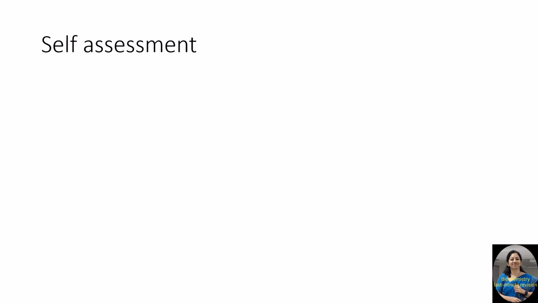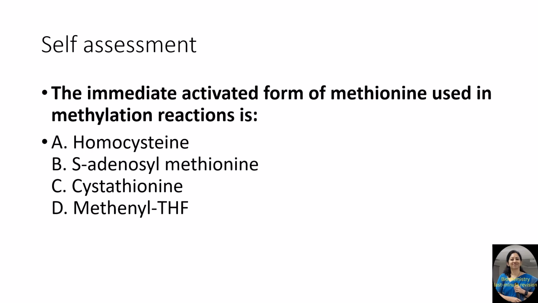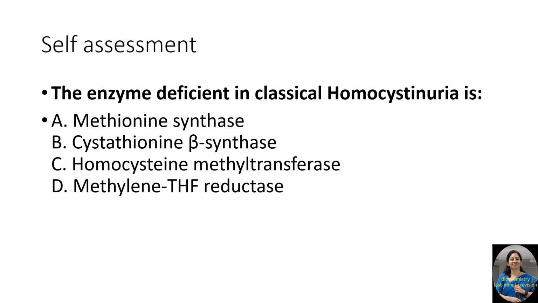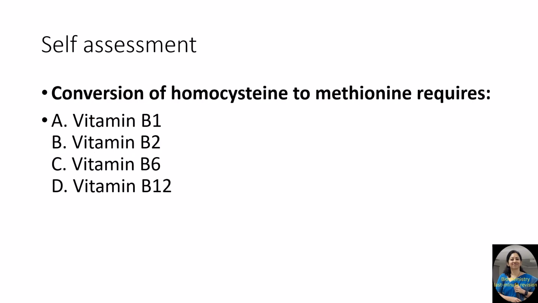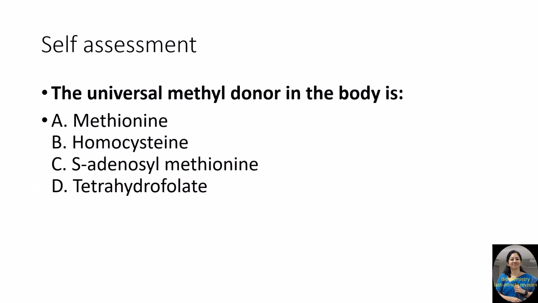Coming to self-assessment, this will help you to identify your areas of weakness and your areas of strength. The immediate activated form of methionine used in methylation reaction is, 3, 2, 1, and the answer is S-adenosyl methionine. The enzyme deficient in classical homocystinuria, 3, 2, 1. The answer is cystathionine beta synthase, involved in conversion of homocysteine to cysteine. Conversion of homocysteine to methionine requires, 3, 2, 1. The answer is B12. The universal methyl donor in the body is, 3, 2, 1, and the answer is S-adenosyl methionine.